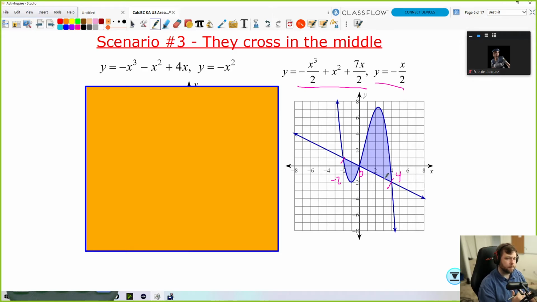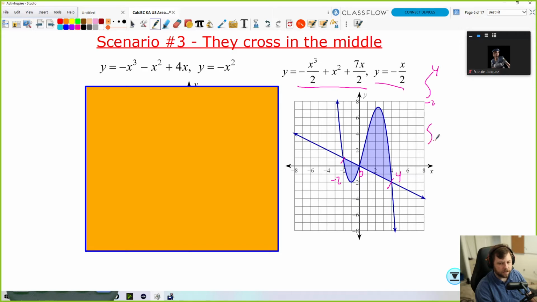When you have a problem like this, you are going to have to separate the integration. I can't just say integrate from negative 2 to positive 4 and top minus bottom, because different ones are on top at different points. You have to break this up because we want to find the total area. If you try to just integrate straight across, it's not going to work. Even if you try to absolute value it or some shenanigans, it's not going to work. You're going to have to split this up.